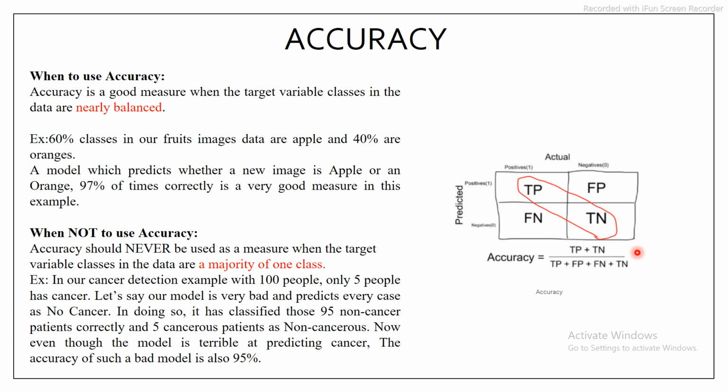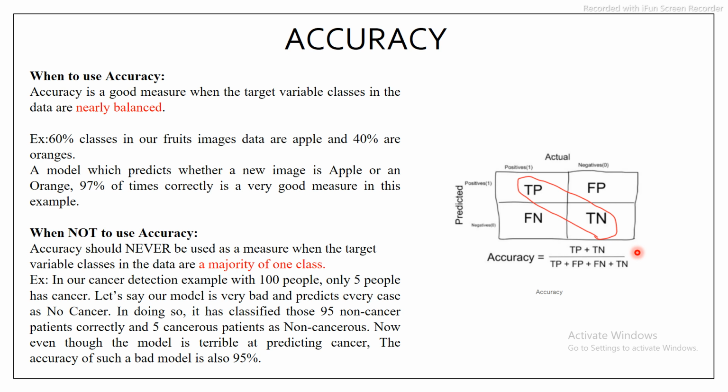In that case, if you see accuracy as a model parameter, it will not be a good measure, because your data set must be balanced, meaning your classes must be balanced, at least 50,000 or 40,000 of the two classes should be there, then it will be balanced. So say 60% of the classes in our fruit image data are apple, and 40% are orange. A model which predicts whether a new image is an apple or an orange correctly 90% of the time is a very good measure in this example, because 60-40 is fine. But had it been 30 and 70, it would have created a problem.